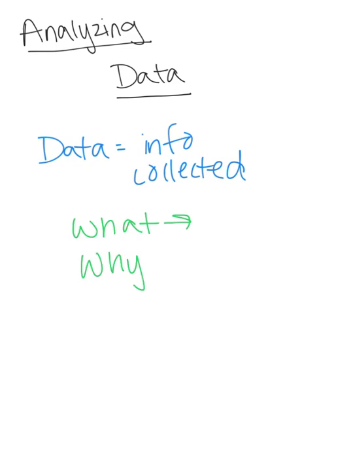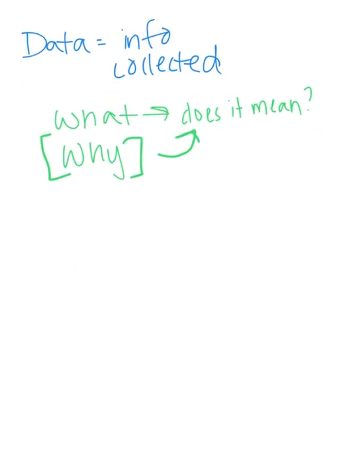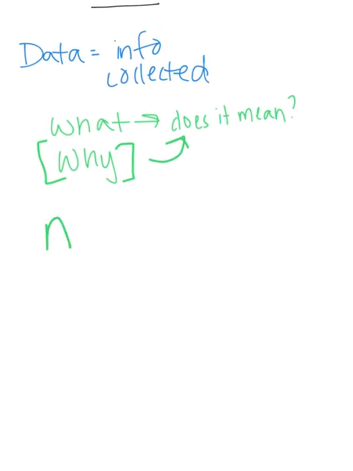So in other words, what does it mean? Like we've talked about in class, does it agree with our hypothesis? Does it disagree with our hypothesis? Do we not have enough information to make a decision, etc.? Now for our why, I would say we define our why as why does our data mean that? So another way to put our what and why is analyzing the data and interpreting it.